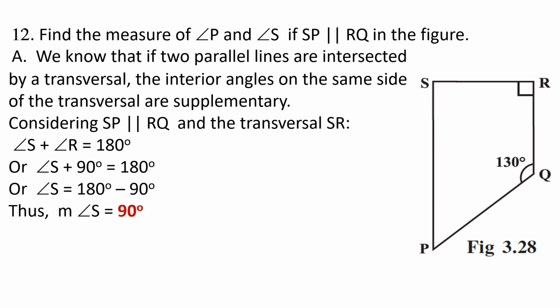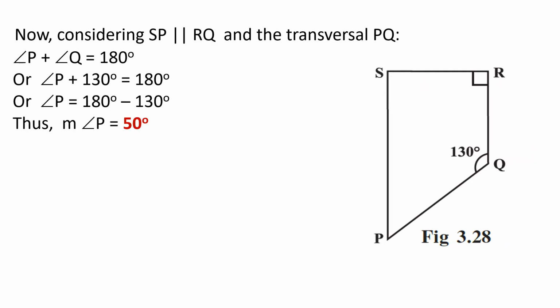Now let's find angle P. Considering SP parallel to RQ, and the transversal PQ, angle P plus angle Q is equal to 180 degrees. Now this angle is given as 130 degrees. So angle P plus 130 is equal to 180 degrees, or angle P is equal to 180 minus 130. Thus the measure of angle P is equal to 50 degrees.